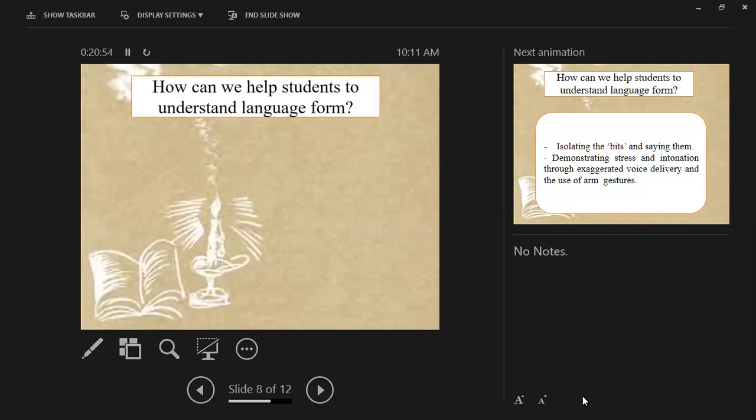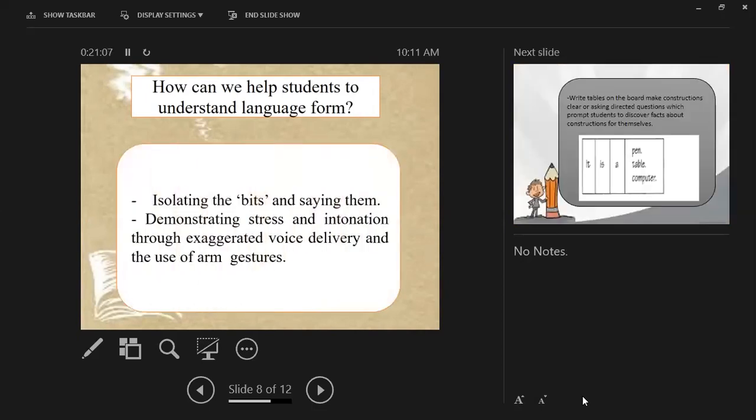How can you help your student to understand the language form? Remember, language form is how language is constructed. Ya, bagaimana bahasa itu dibangun, construct ya, constructed. Ya, misalnya when you are talking about present tense before or present continuous, how a present continuous tense is constructed. Okay, so what you can do first is isolating the bits and saying them. What does it mean?